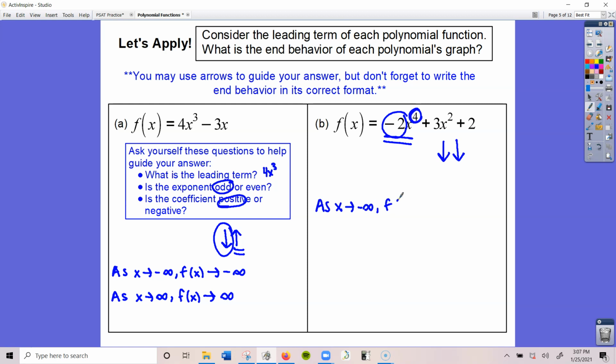As x is approaching negative infinity, f of x is approaching negative infinity. And as x is approaching positive infinity, so the right side, my right arrow is also going down, so we would put negative infinity.